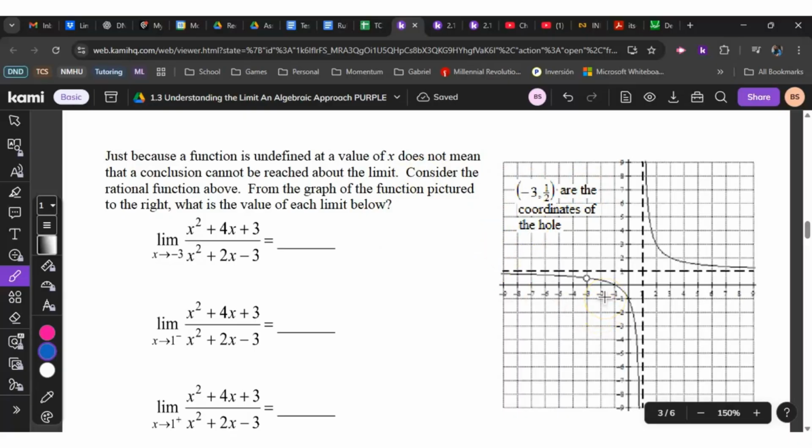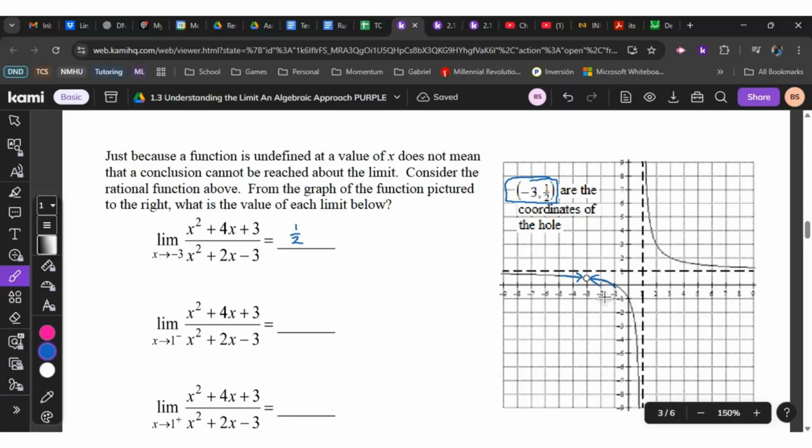All right. So what I'm going to do first is approach -3. -3 is this hole. From both sides, I am approaching the same value, and it tells me where that hole is. What am I approaching? -3, but what's the y value? 1/2. So the limit does exist, and it's 1/2. So even though the function doesn't exist, the limit does. Then we're going to figure out how we can look at this algebraically, which we'll do next.